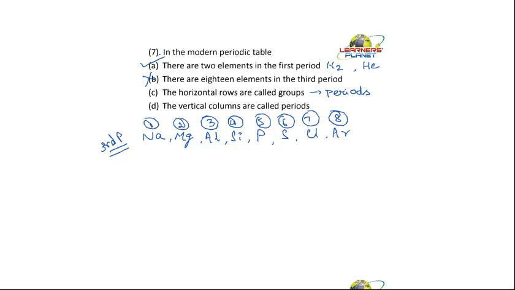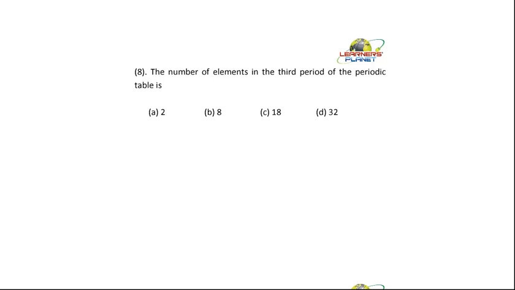Next is, the vertical columns are called periods. What are the vertical columns called? They are called groups. Okay. So the rest of the options are wrong. Now let's take up our next question here. It is, the number of elements in the third period of the periodic table is.